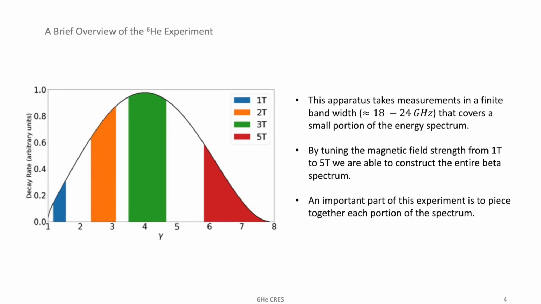This apparatus takes measurements in a finite bandwidth between 18 and 24 gigahertz, which only covers a small portion of the energy spectrum. By tuning the magnetic field strength from 1 Tesla to 5 Tesla, we will be able to construct the entire beta spectrum. An important part of this experiment will be to piece together each portion of data taken.